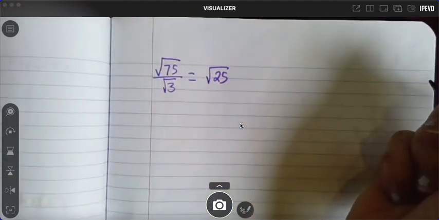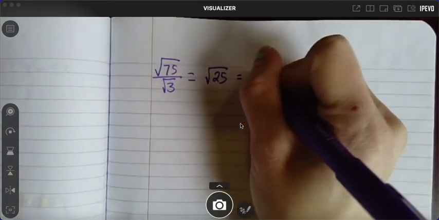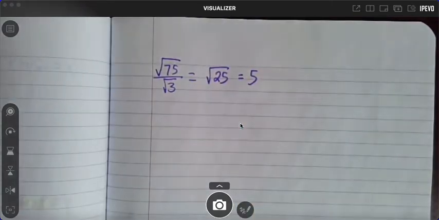Does anybody know the square root of 25? 5. So that answer, this is 25, so it's just 5.